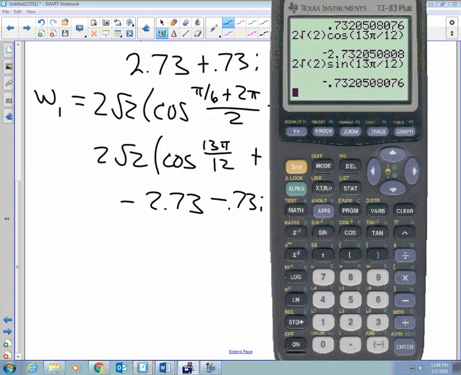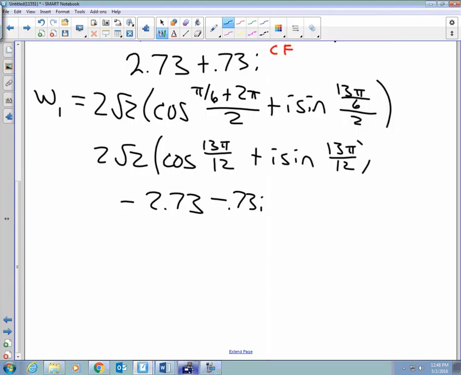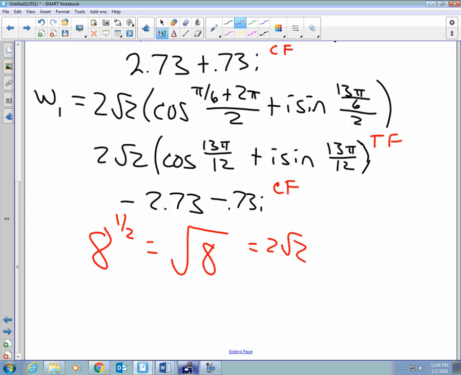Question? Good. I'll answer that question right now. This is trigonometric form. This is complex form. So if you have 8 to the 1/2, that is the same thing as square root of 8. There you go.